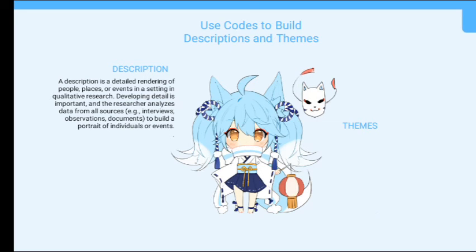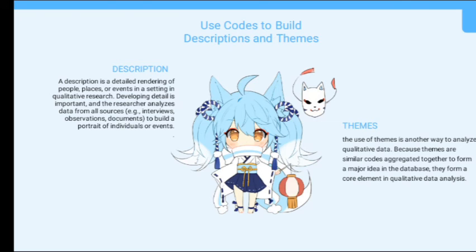So the second is themes. In addition to description, the use of themes is another way to analyze qualitative data, because themes are similar codes aggregated together to form a major idea in the database. They form a core element in qualitative data analysis. There are several types of themes. The first is ordinary themes, second, unexpected themes, third, hard-to-classify themes, and the last is major and minor themes.